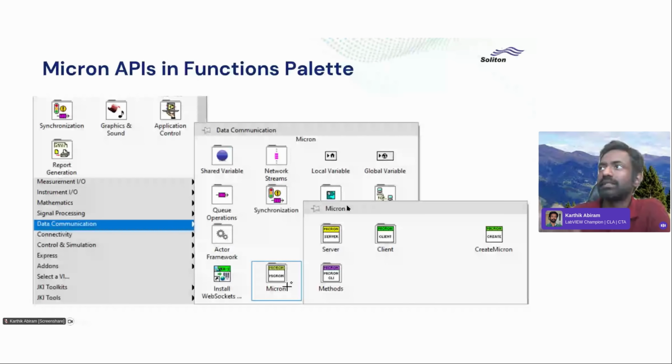And what are the APIs that will be available in the functions palette? They will be under Data Communication, Micron, and you have a subpalette for server, a subpalette for client, a subVI for creating a template, and you also have APIs for talking to the Micron CLI.